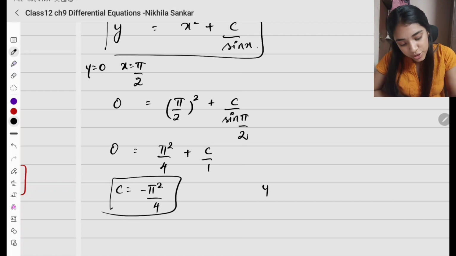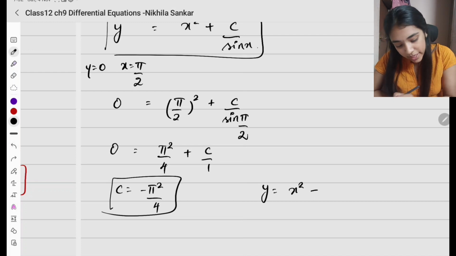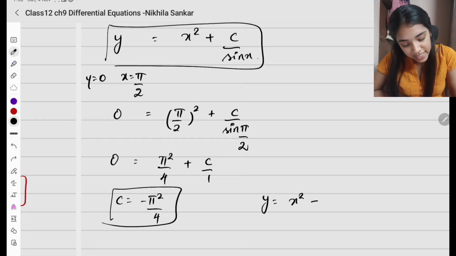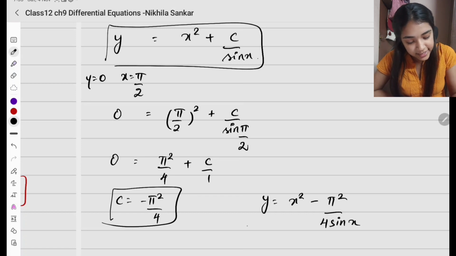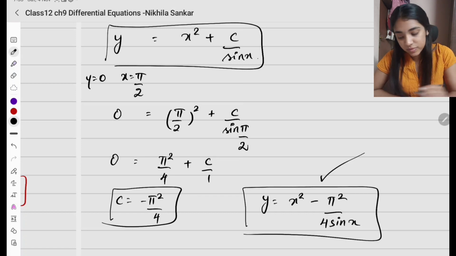So what is my particular solution? y equals x square, and then we put the minus, minus c by sin x. So it is going to be x square minus pi square divided by 4 sin x. So this is my final solution. Okay, please copy.